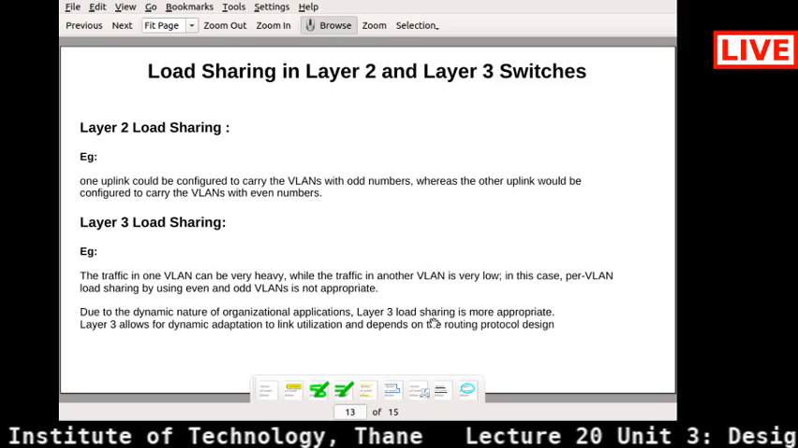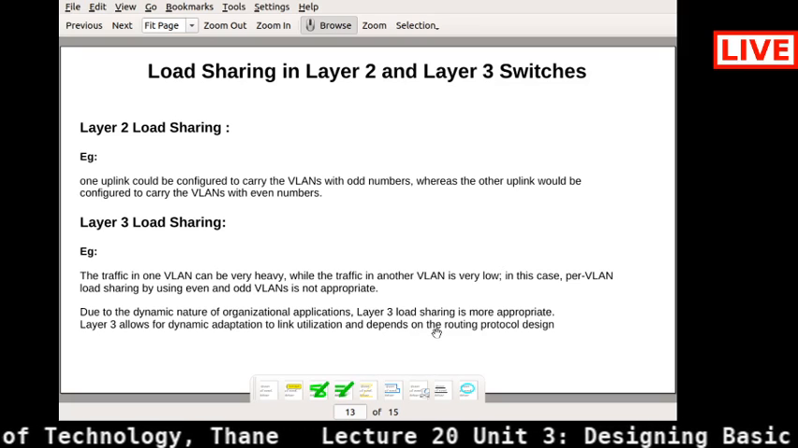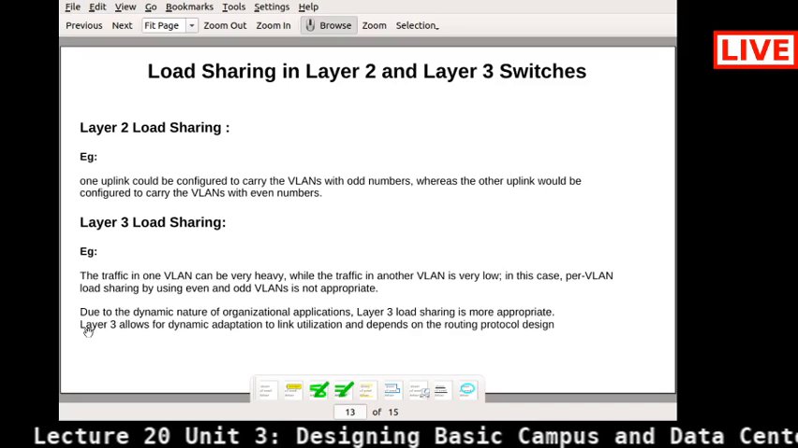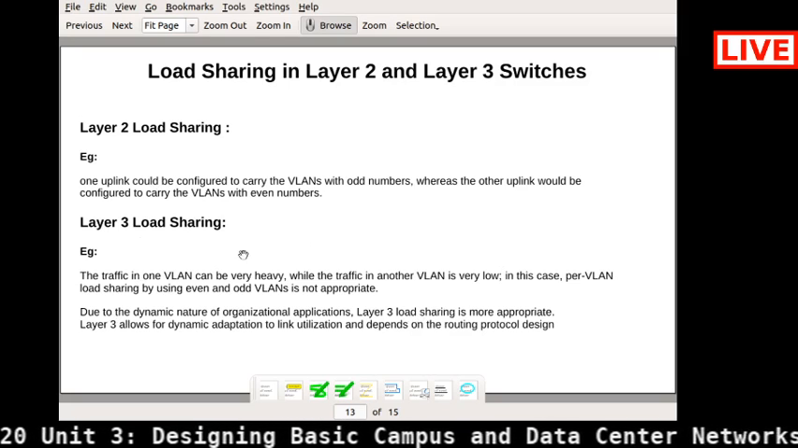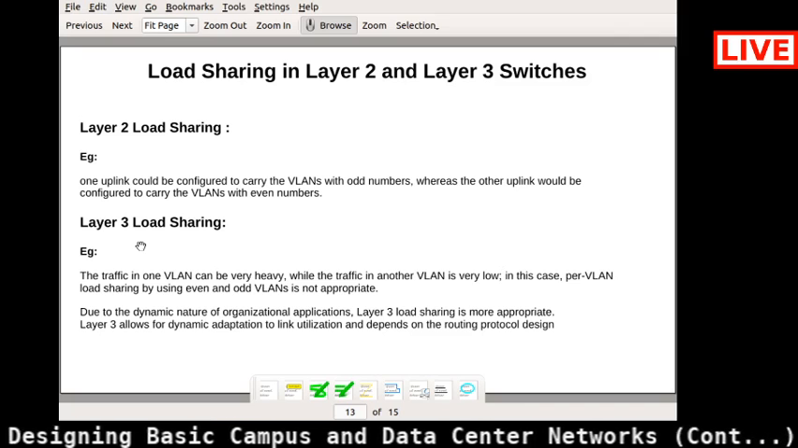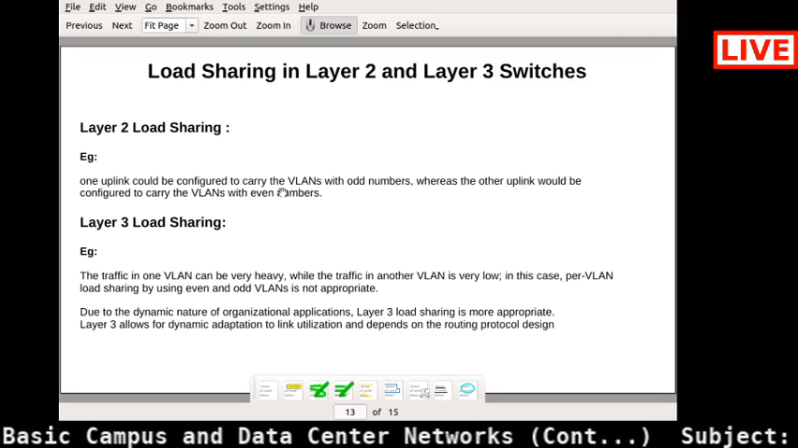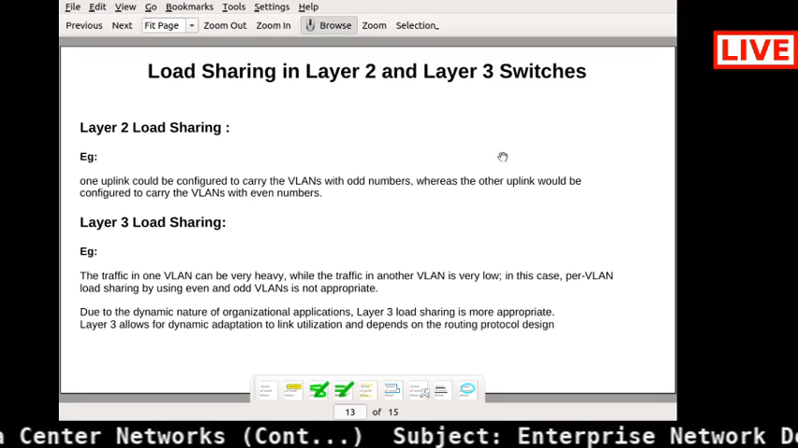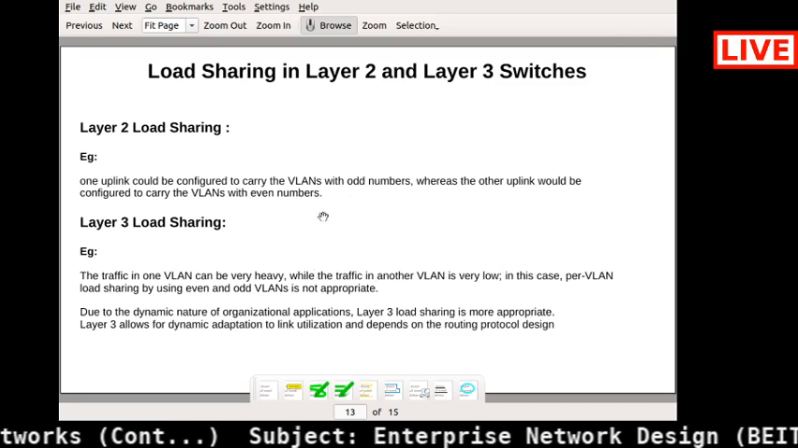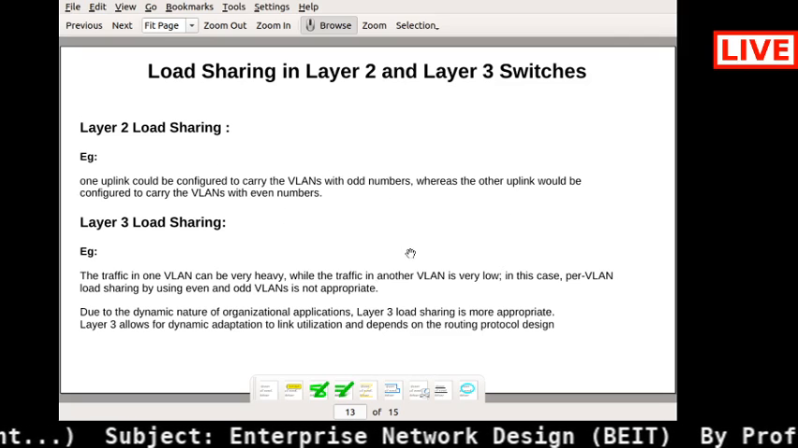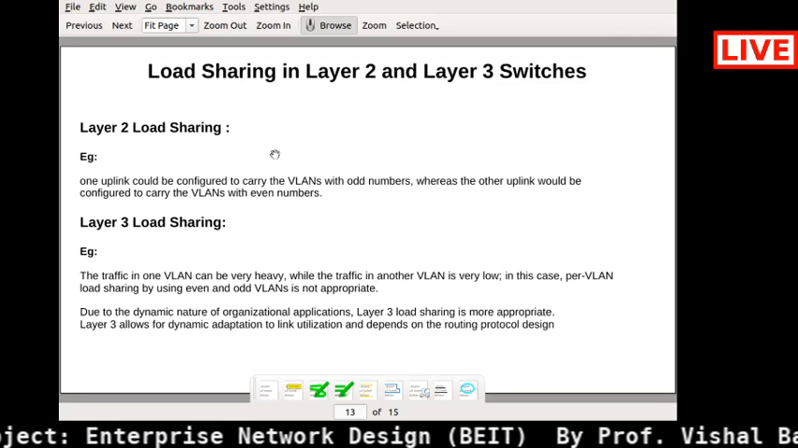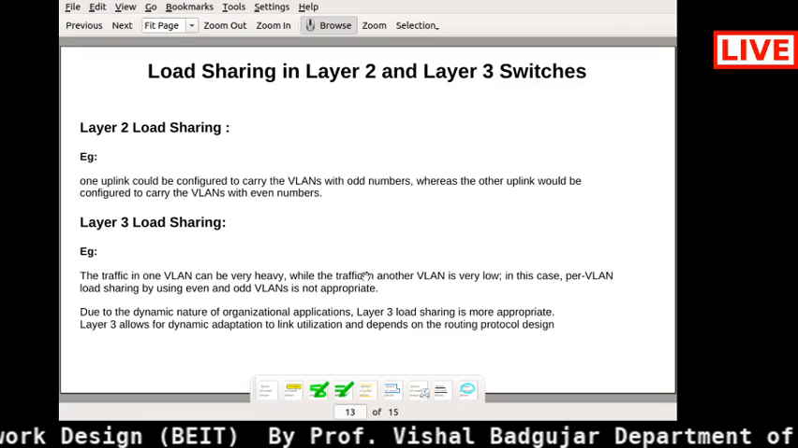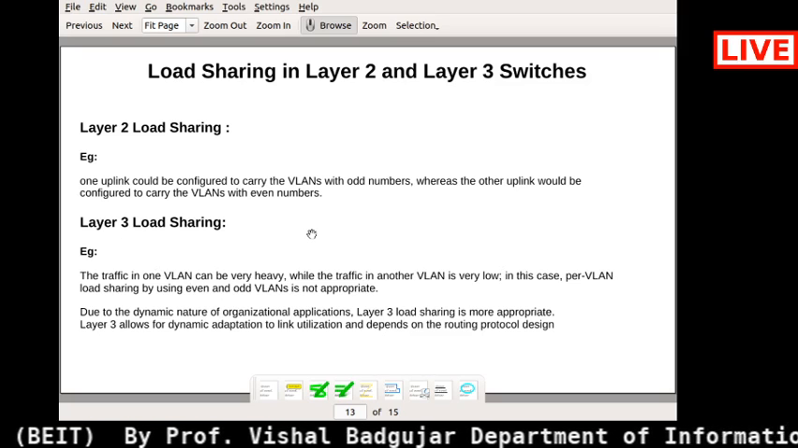Because of this dynamic adaptation of link utilization, layer 3 is very important for load sharing. As you know, in layer 2 load sharing, if one link has heavy traffic and the other has very low traffic, the odd and even scheme will fail or is not appropriate. So that's why we can use layer 3 load sharing, and it is preferable.